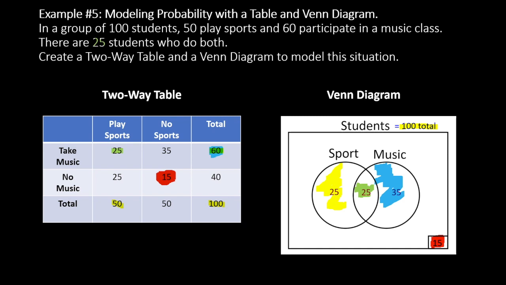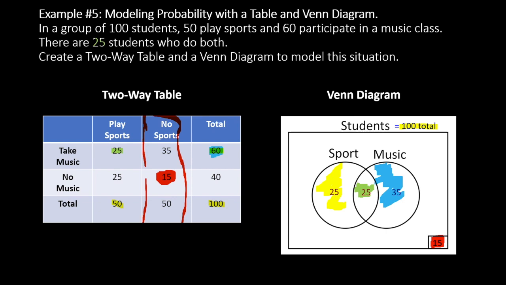So you can use a Venn diagram to calculate, say, conditional probability. If you wanted, you could figure out, well, okay, so what's the probability, given that a person doesn't play a sport, that they take music? So that's pretty easy to do with a two-way table. Given that they don't play a sport, what's the probability that they take music? That would be in this column right here, right? So we would just use this column and say 35 out of 50.